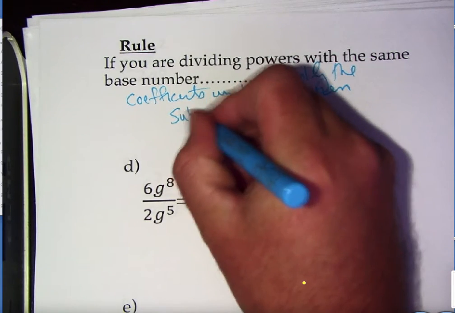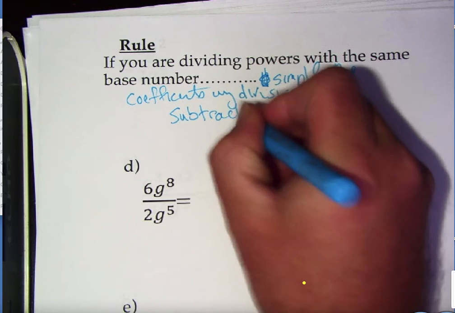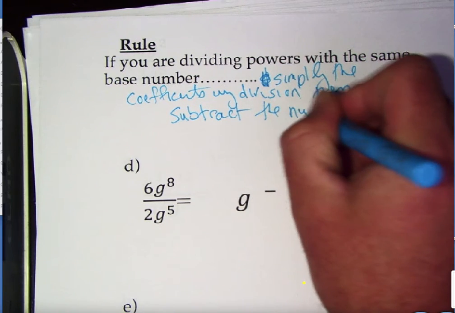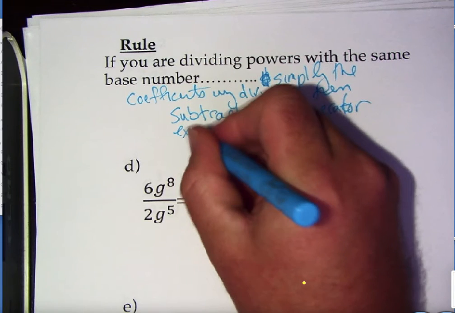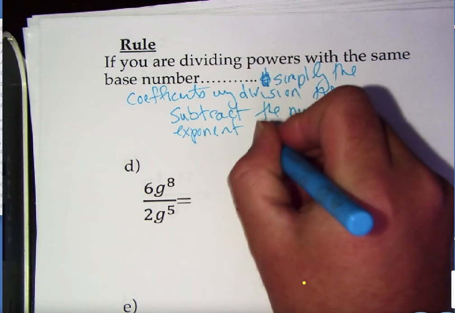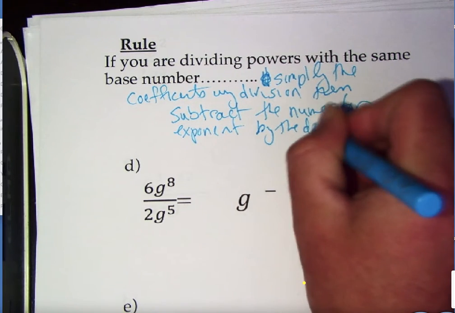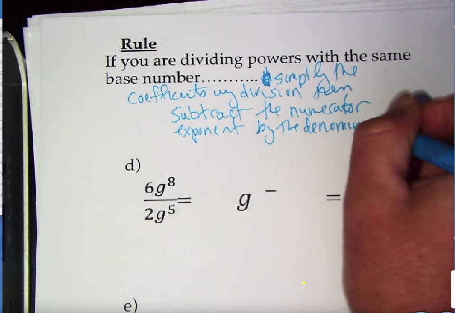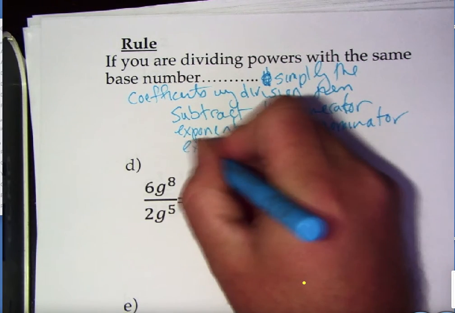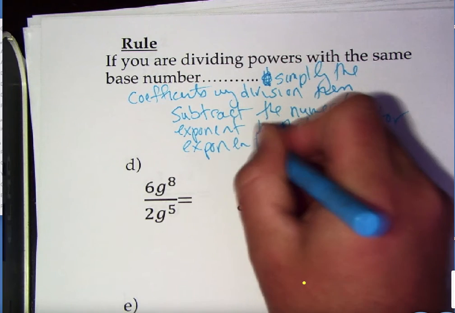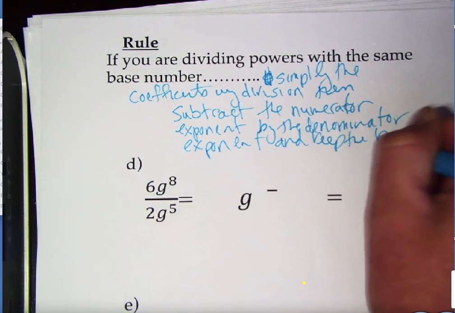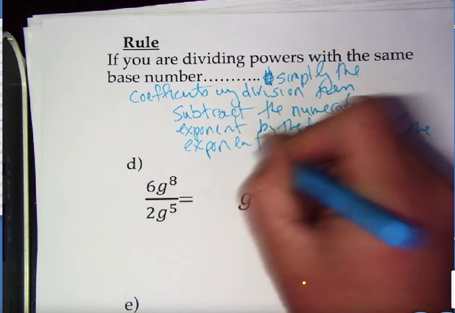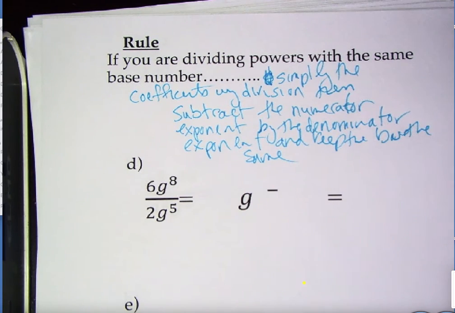Then, right, we're going to subtract. We're going to be specific. Subtract the numerator exponent by the denominator exponent and keep the base the same. Oof. All right, let's see if it works.